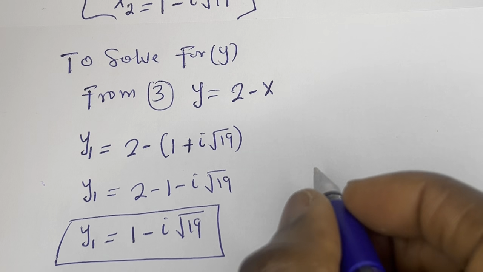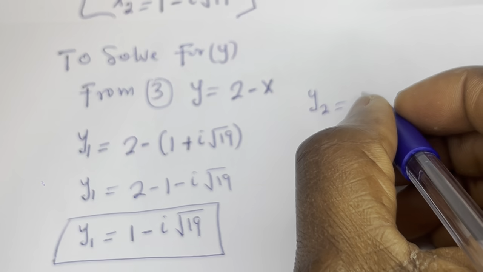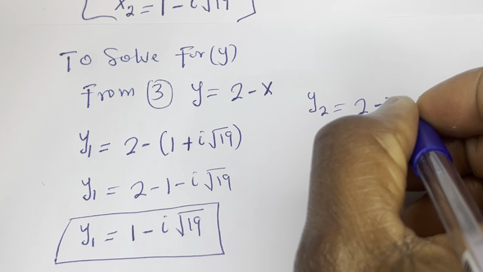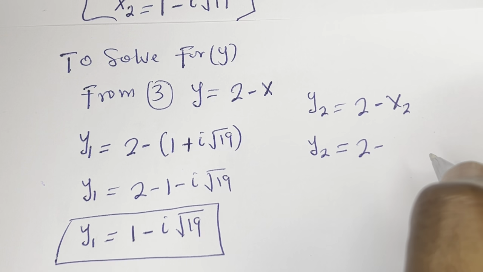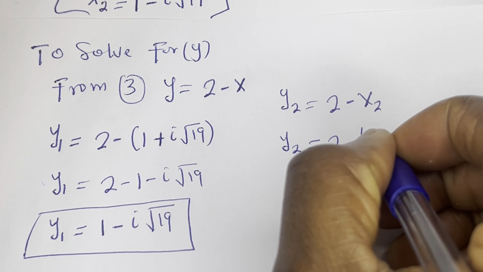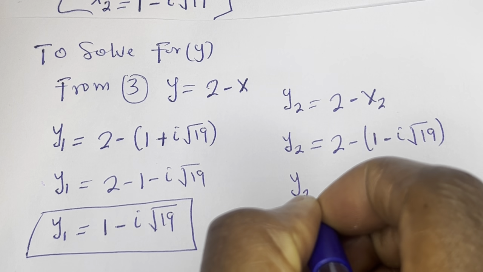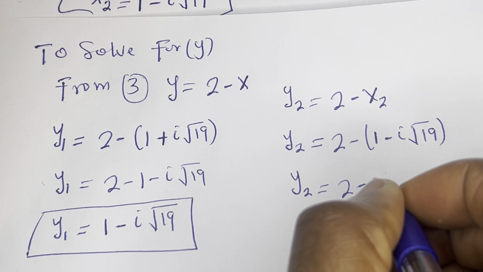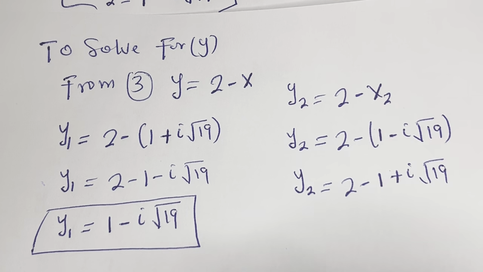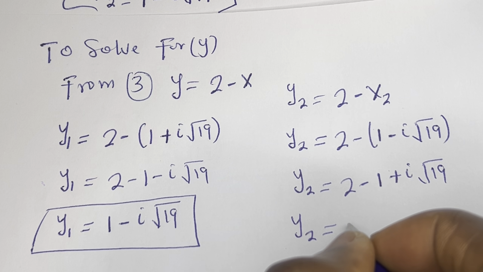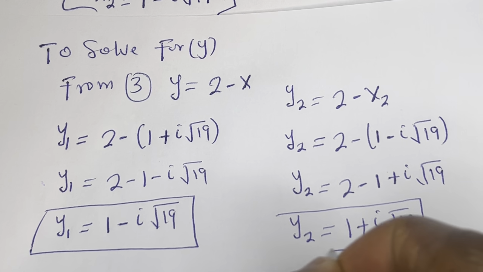Also, y2 is equal to 2 minus x2. y2 is equal to 2 minus x2, which is 1 minus i square root of 19. y2 is equal to 2 minus 1 plus i square root of 19. y2 is equal to 1 plus i square root of 19. This is the value of y2.